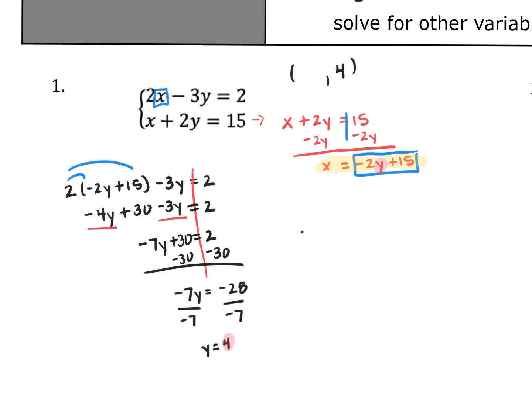So let's rewrite this. X, oops, I do that all the time. X equals negative 2 parenthesis 4 plus 15. So I'm going to keep my x on my left side. I'm going to say x equals negative 2, and it's outside the parentheses, so I'm going to distribute that. That's going to give me a negative 8 plus 15, and then I get x equals 7. So I'm going to take that 7 and put it right where that x is up at the top.